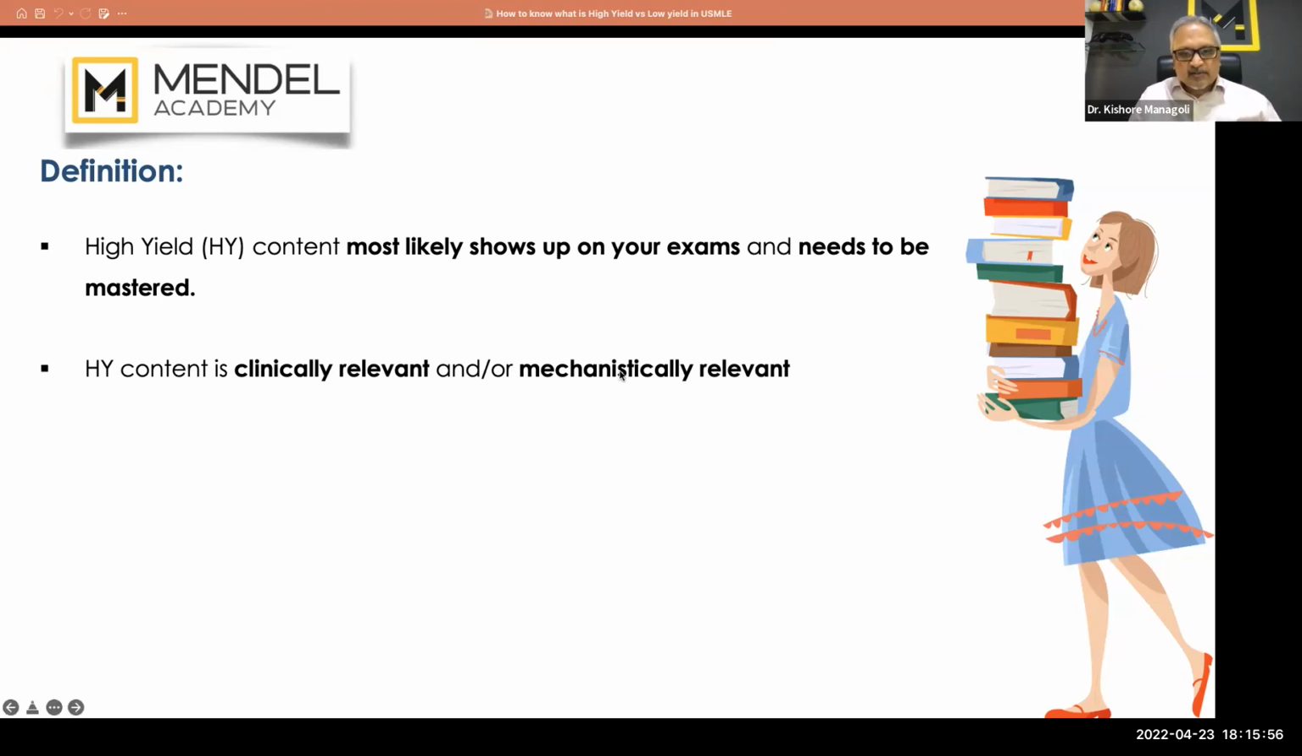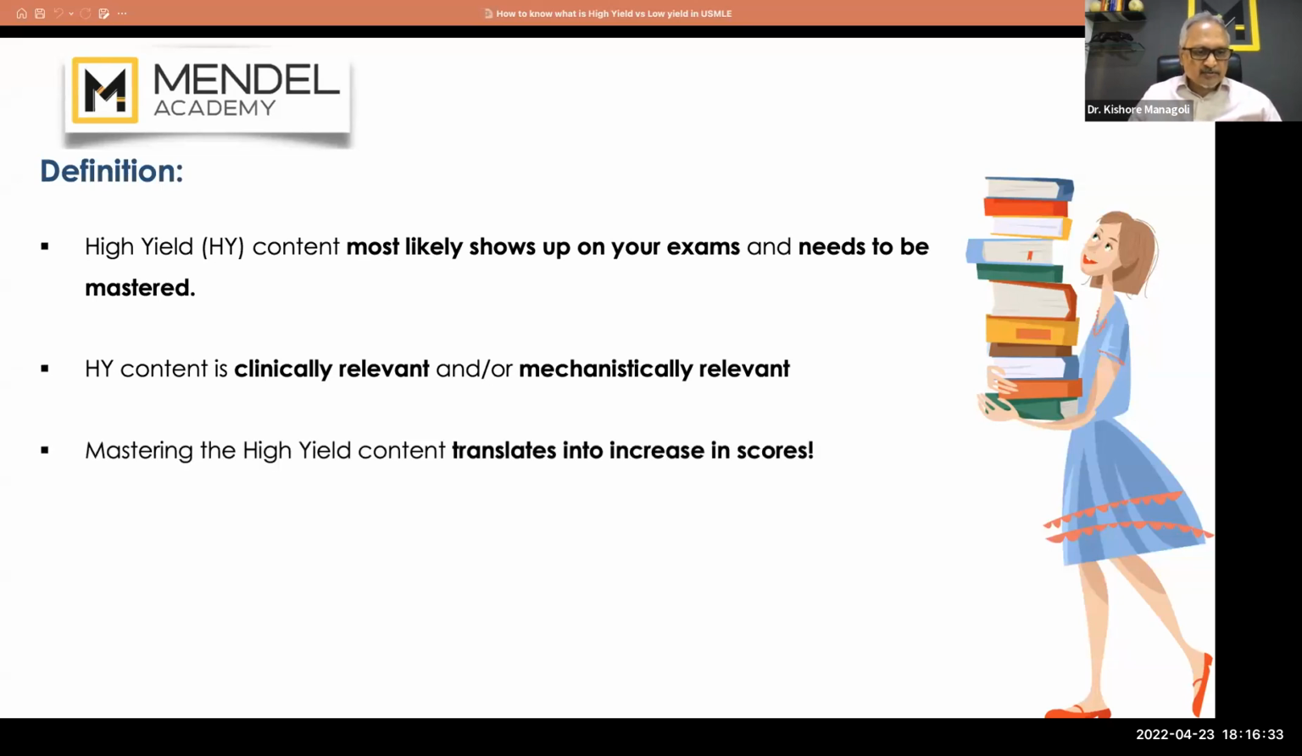And similarly, especially for step 1, high yield content also means the information that is mechanistically relevant, which means step 1 tests a lot of mechanisms of action, whether it's the mechanisms of action related to a drug, the mechanism about how an adverse event happens with a drug, or the pathophysiology of a process. They're all mechanistic processes. So high yield has to be either clinically relevant or mechanistically relevant. Otherwise, it just remains as a low yield piece of information.